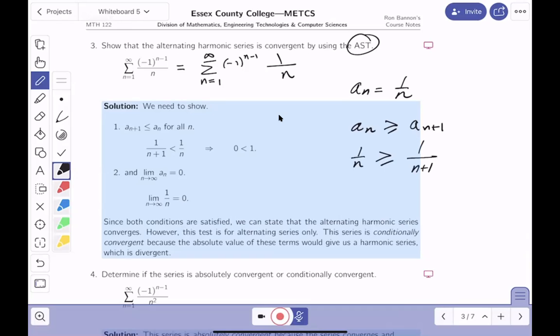Well, remember, N is a positive number, so this is really a simple inequality to solve. I get N plus 1 is greater than N. And then what do I get? I get 1 is greater than or equal to 0. And this is true for the positive N's that we talked about. So we showed this. That's not bad.